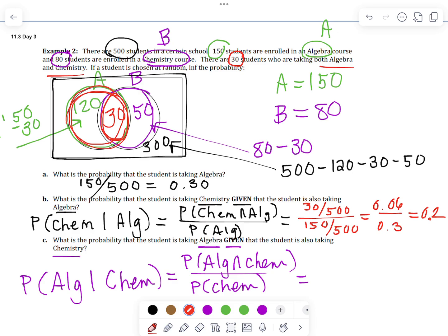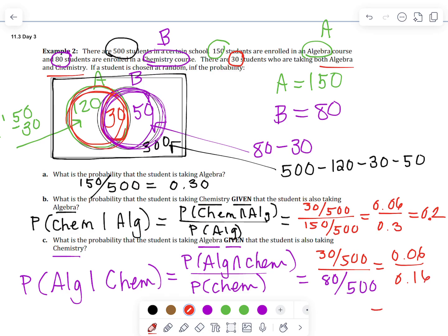So the overlap is still the same as the one above, so 30 out of 500. And then probability of chemistry is both of those numbers right there, 80 out of 500. And then we reduce, so 0.06 divided by 0.16, which is 0.375.